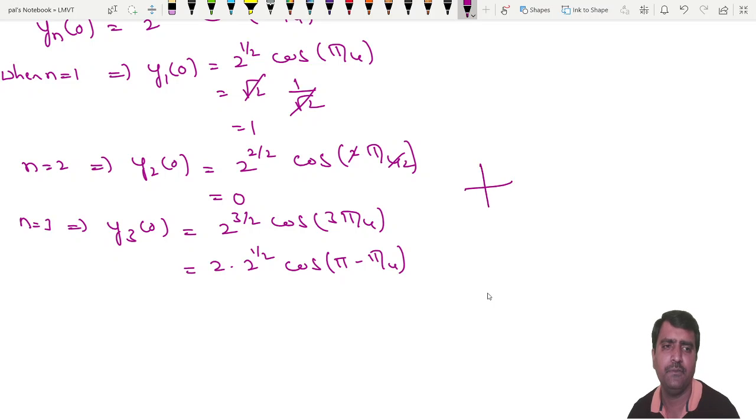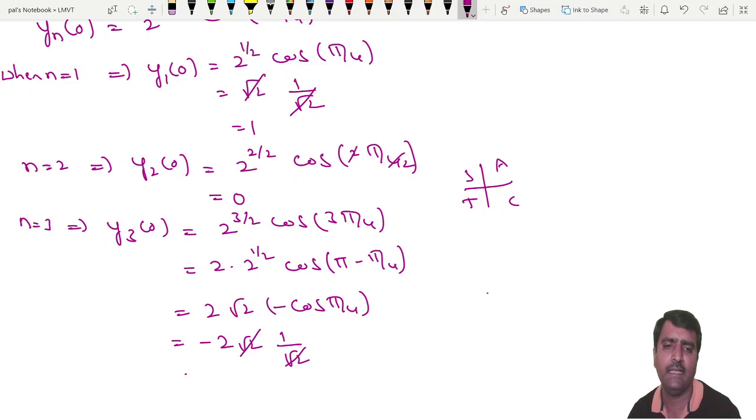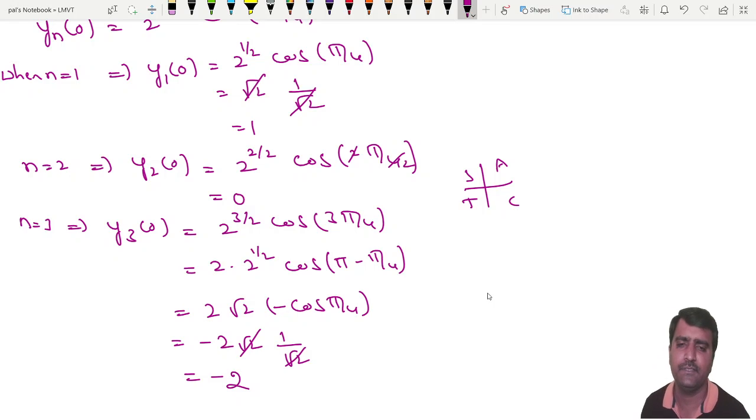180 minus pi by 4 is 3 pi by 4. So here you can use the ASTC rule. 180 minus means second quadrant. In second quadrant cos is negative. So it is 2 into 2 to the power of 1 by 2 is root 2. Cos of 180 minus theta is minus cos theta, minus cos pi by 4. So that is minus 2 root 2 into cos pi by 4 is 1 by root 2. Root 2 cancels. So its value is minus 2. y3 of 0 value is minus 2.